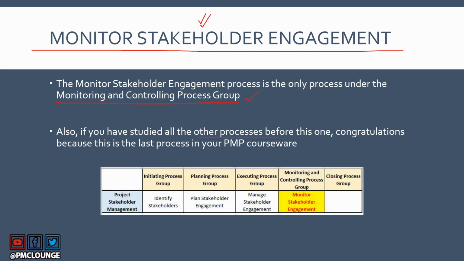Now let's take a look at the PMBOK Guide mapping. So project stakeholder management, this is the knowledge area, the last knowledge area in your PMP courseware. And monitoring and controlling process group, this is the process group. This is the process that we are discussing. We have already discussed these three processes. We've also discussed all other processes in other knowledge areas. Like I mentioned, the playlist section of this YouTube channel is going to be helpful. All right, let's talk about the monitor stakeholder engagement process a bit more.